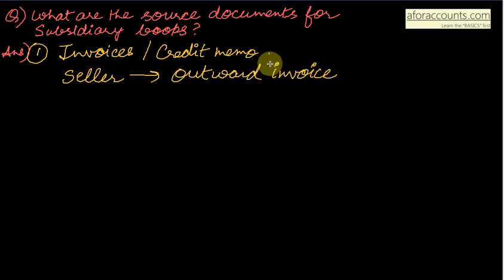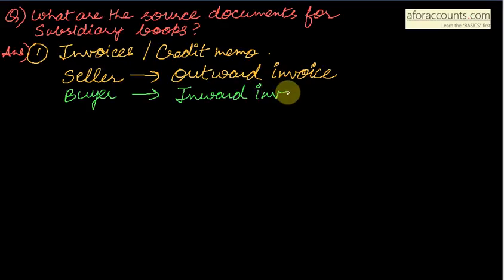And who is receiving it? The buyer is receiving it. So for the buyer, it is called an inward invoice. Okay, now second point. फर्स्ट इनवॉइस के बेसिस पे सब्सिडरी बुक्स बनता है. Second is debit notes.